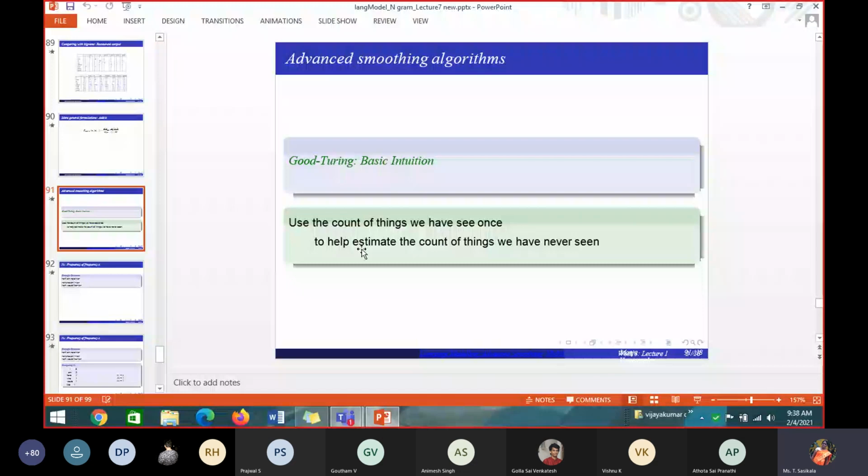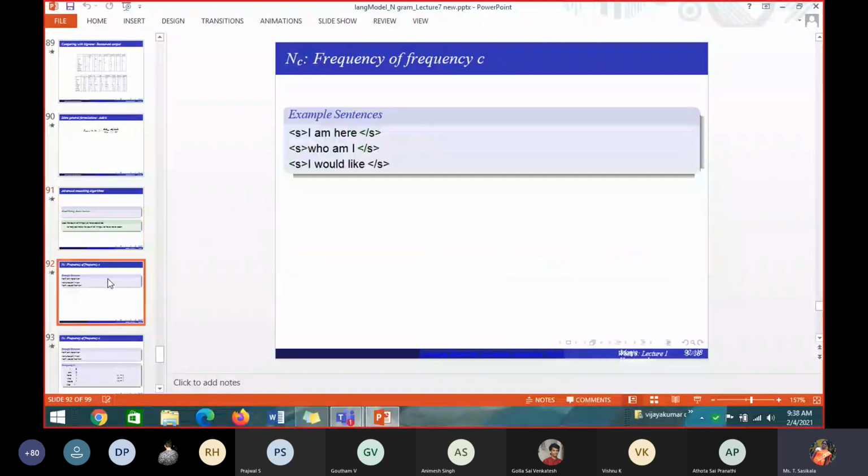That's why it is given here: use the count of the things we have seen once to help estimate the count of things we have never seen at all. So what is the formula? Consider this example. For Good Turing smoothing, we have to find Nc. Nc is the number of words with frequency c, the frequency of frequency c.